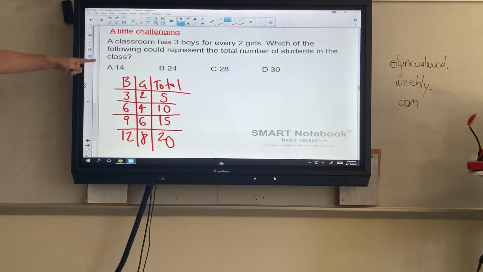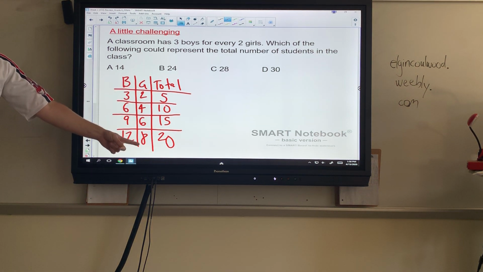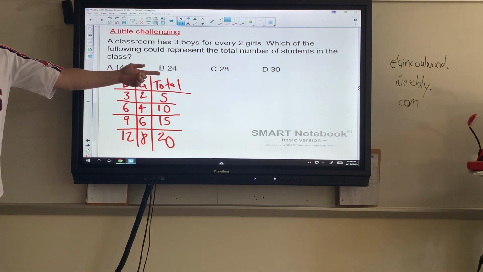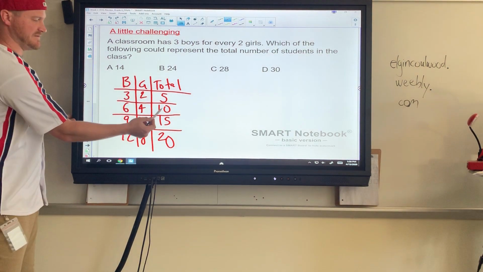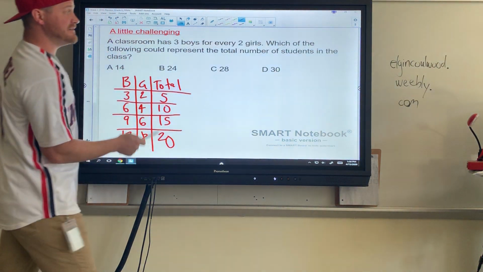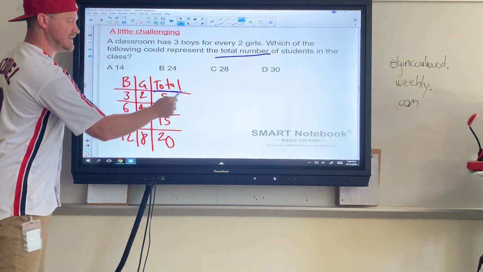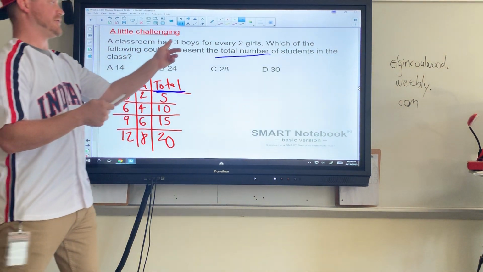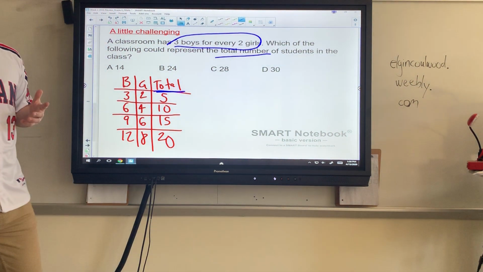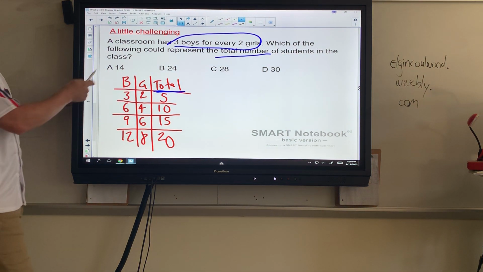Well, if you noticed, with the boys, we kept counting by 3s. With the girls, we kept counting by 2s. So in the total, what do we count by? 5, 10, 15, 20. We're counting by 5s. So really, when it's asking for the total number, you can just find whatever that total is from the original ticket, 3 boys and 2 girls in all, 5 students. So just find a multiple, which one is a multiple of 5.